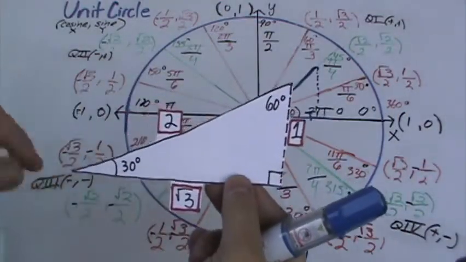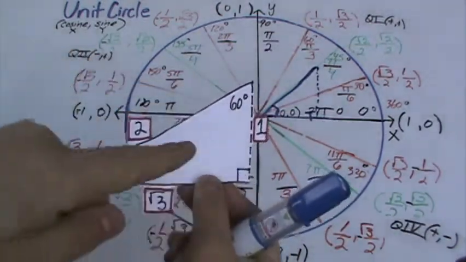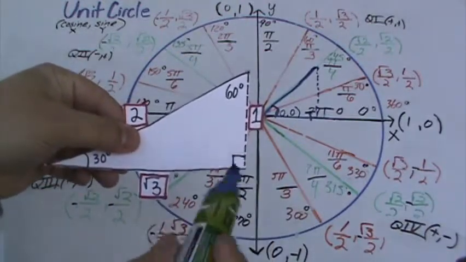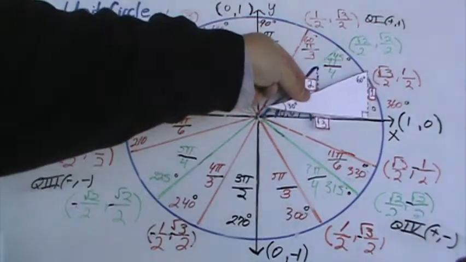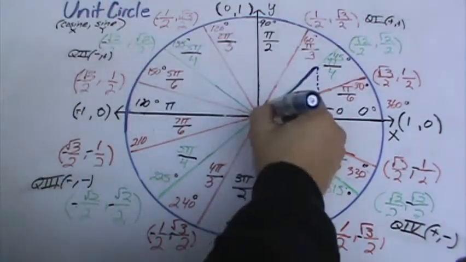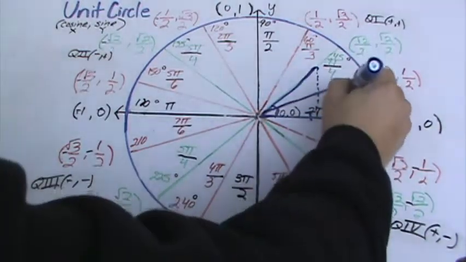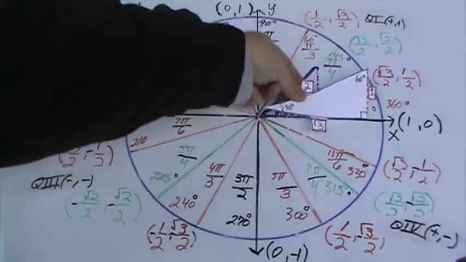Now let's focus on the 30, 60, 90 triangle. So again, your radius is going to be 2. Your x value is going to be square root of 3, and your y value is going to be 1. So now if you focus on the 30 degree angle, the first one in the first quadrant, which would be this one. Here's your right triangle, so 90 degrees, and now we go to 30 degrees.